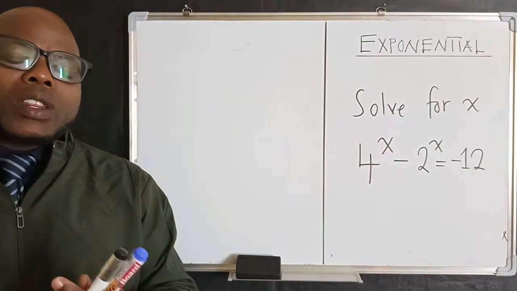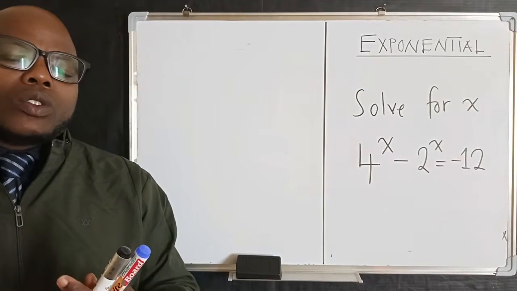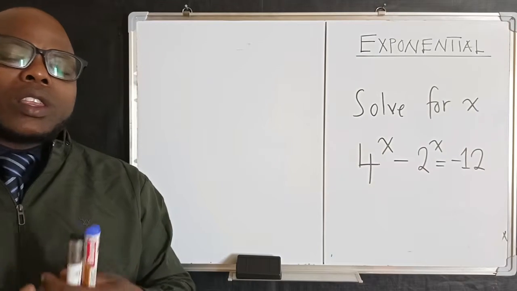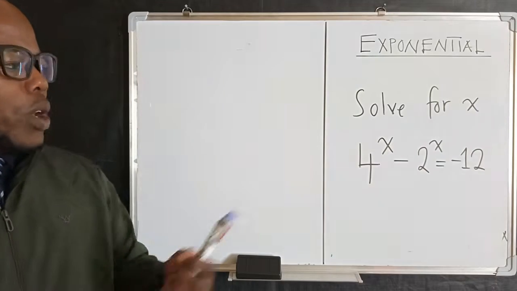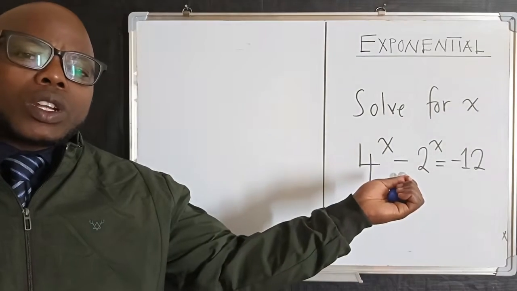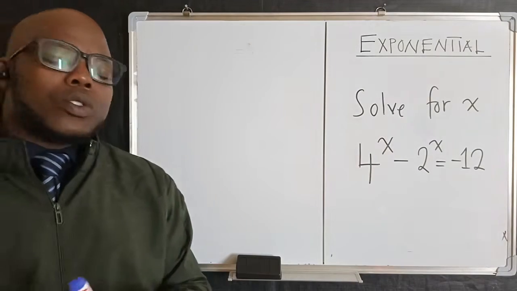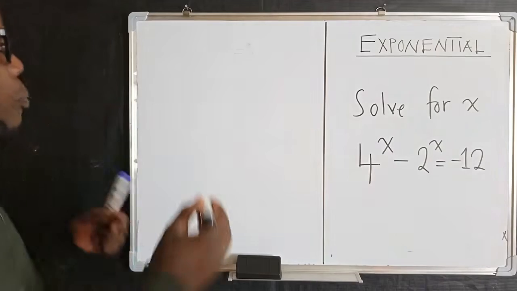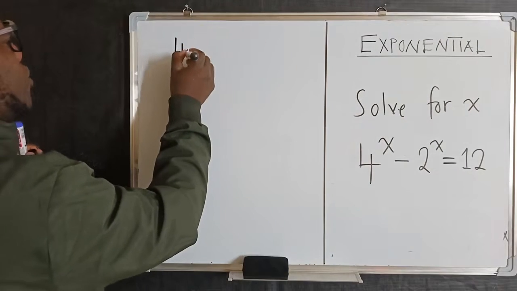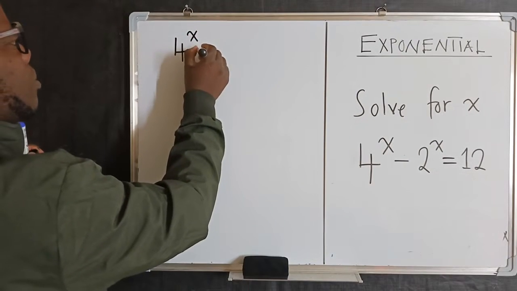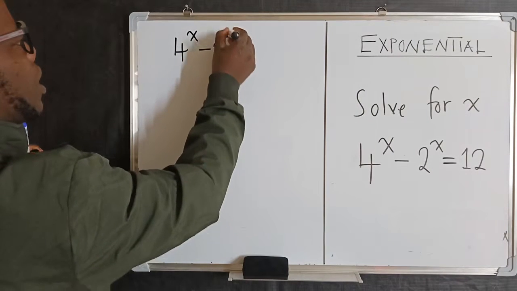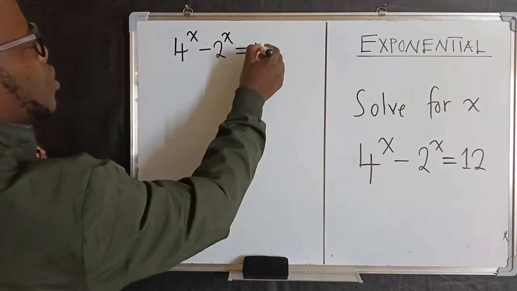We need to find the value of x. So how do we find the value of x when given an exponential equation like the one we have right over here? What we can do here is to copy what we've been given. That's 4 power x minus 2 power x is equal to 12.